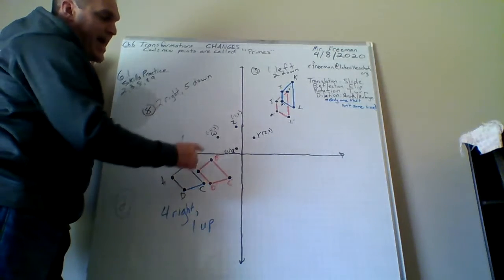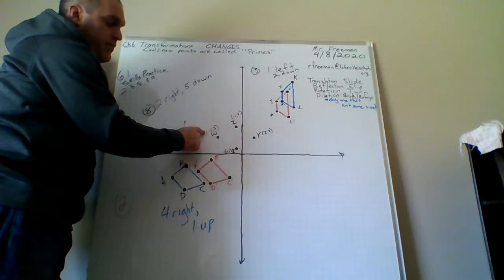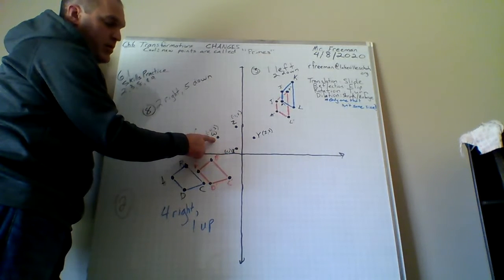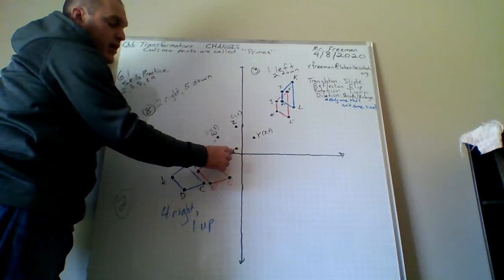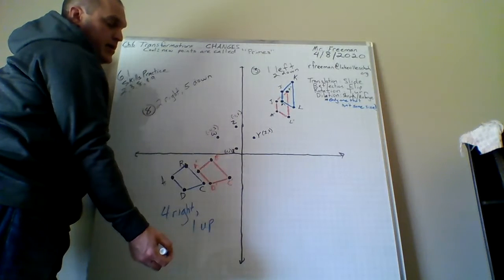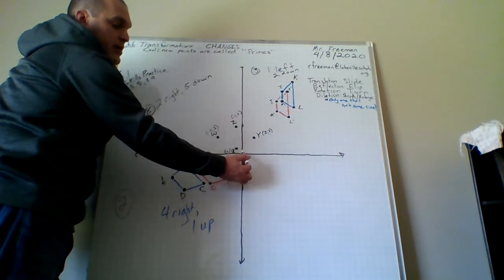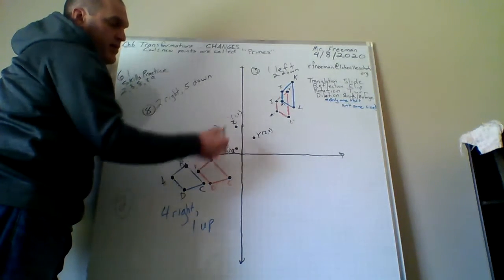But before that even, it says point W is at point -4, 3. So I went left 4, up 3, like you should also, and there's my W. Then it says X is at -1, 1. So I went left 1, up 1, and there's my X. Okay? Then it says Y is 2, 3. So I went over 2 and up 3. And it says Z is -1, 5.